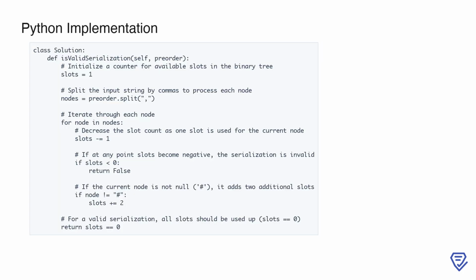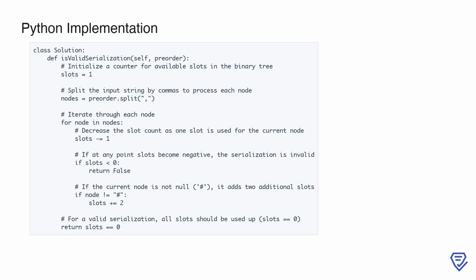This Python implementation solves LeetCode problem number 331, Verify Preorder Serialization of a Binary Tree, using a simulation-based approach to track available slots in a binary tree. The input string represents the preorder traversal of a binary tree with commas separating nodes and a hashtag indicating null nodes. The isValidSerialization function begins by initializing slots to 1, representing the initial slot for the root of the tree. The preorder string is split into nodes using commas.